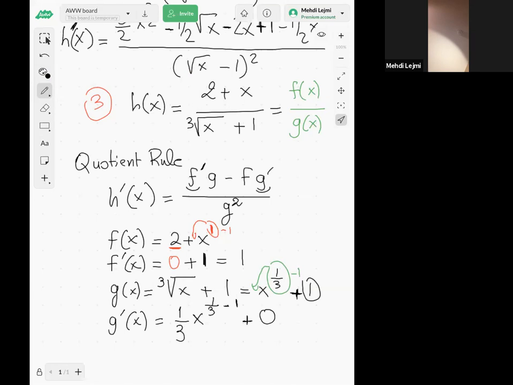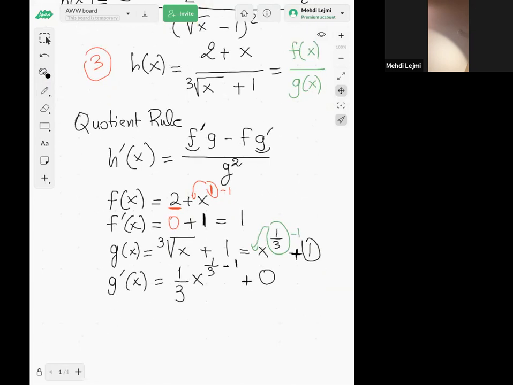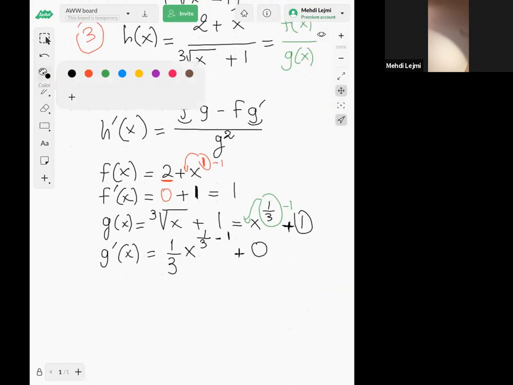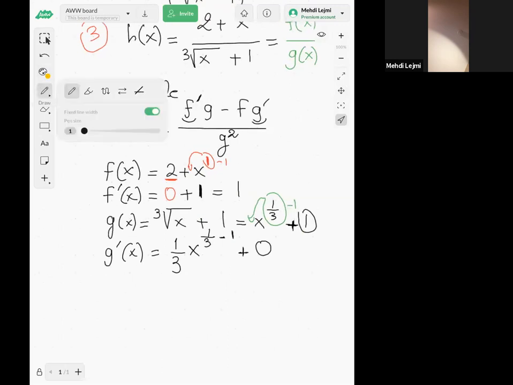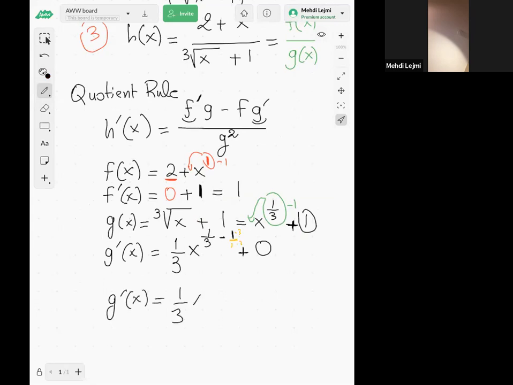Now 1/3 minus 1, of course, don't forget, guys, you need the common denominator. So it's 1/1, and with common denominator you multiply by 3, so that's 1 minus 3, that would be -2. So g prime of x would be 1/3 x to the, 1 minus 3, that would be -2, and the common denominator is 3, right? So it's -2/3 plus the 0. Okay, so my g prime of x is just 1/3 of x to the power -2/3.